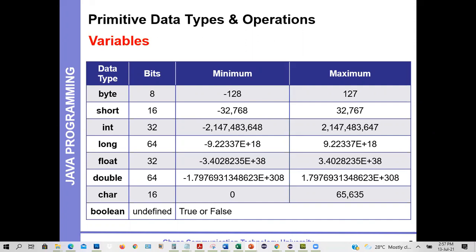You can't ask the hostel owner, I need a room for 2 students, and then before you realize, you have come with 10 students, because that will not work. The room had been reserved for 2. So if you say byte, you are reserving just 8 bits of space, and the maximum you can put in is 127. If you put 128 or 130, you will get an error because the computer didn't reserve that much space.